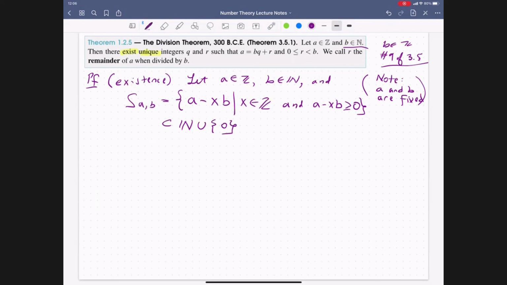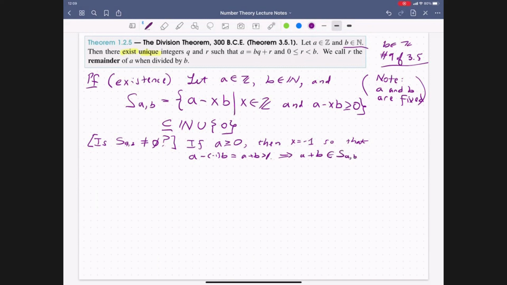And so the next question we want to ask is: is this set S_{a,b} non-empty? So let's go about this by cases. If a is greater than or equal to 0, then we can take x to be equal to negative 1, so that a minus negative 1 times b is equal to a plus b. But b is a natural number, and a is assumed to be non-negative, so this here would be positive. So this implies that a plus b is in the set S_{a,b}.